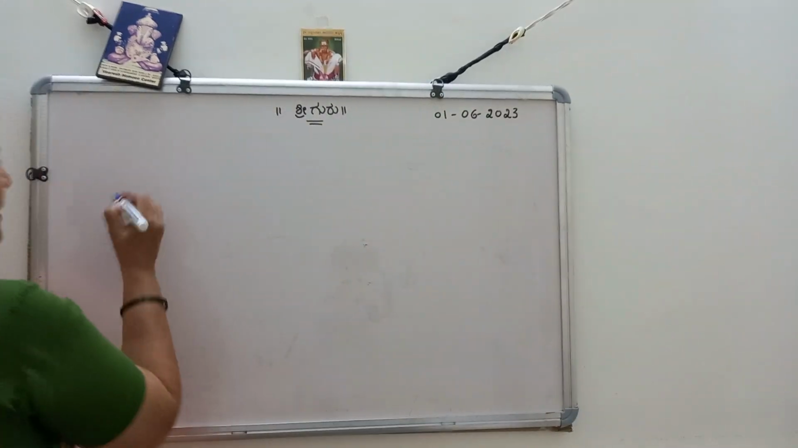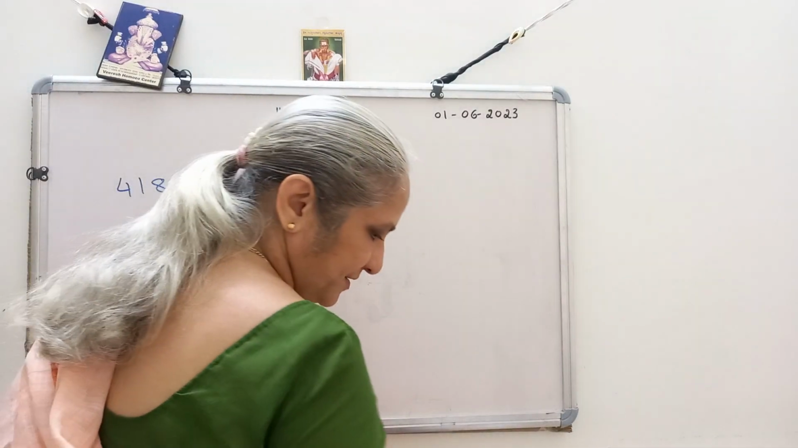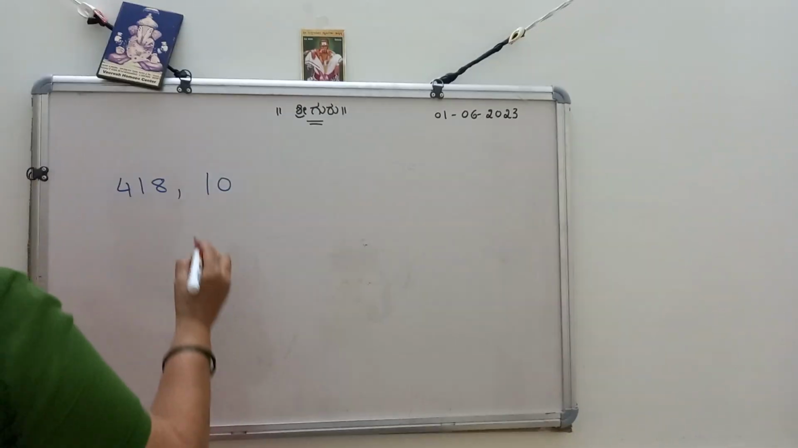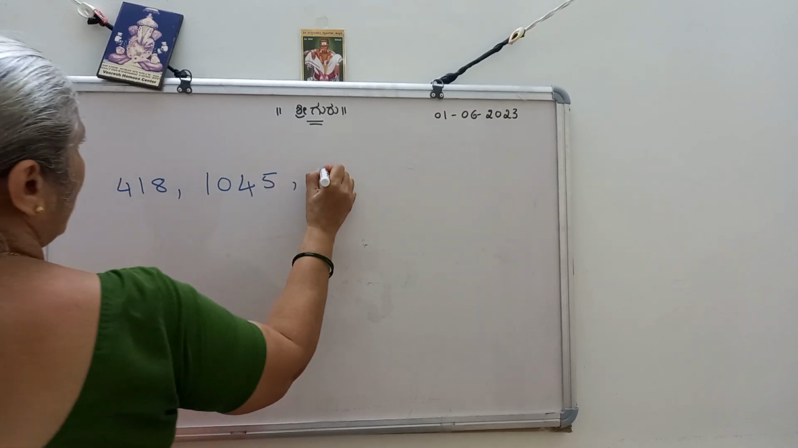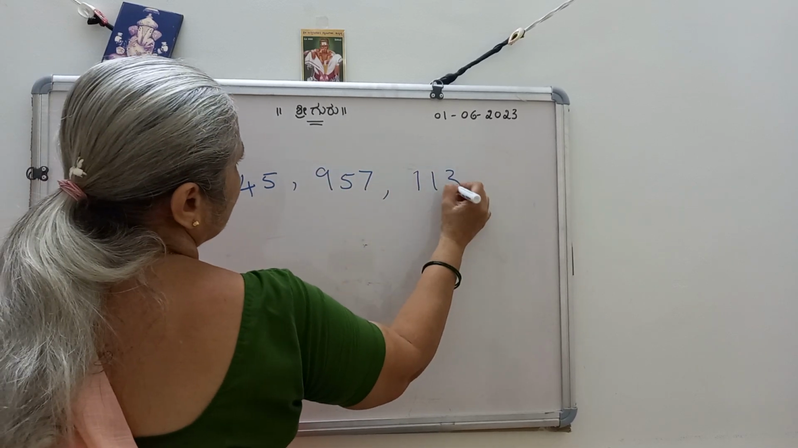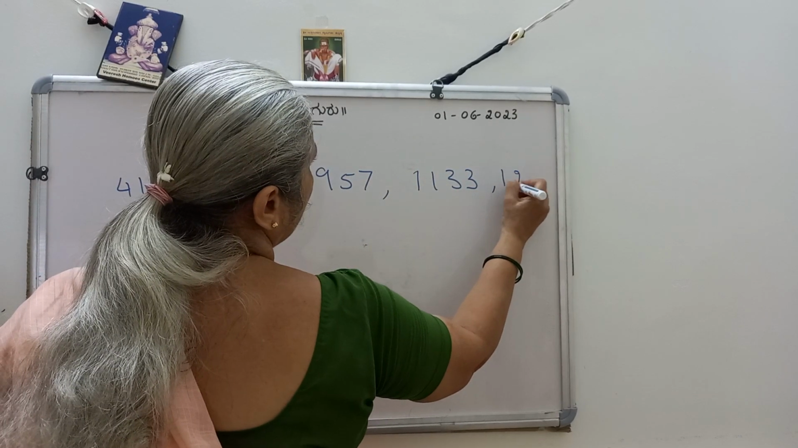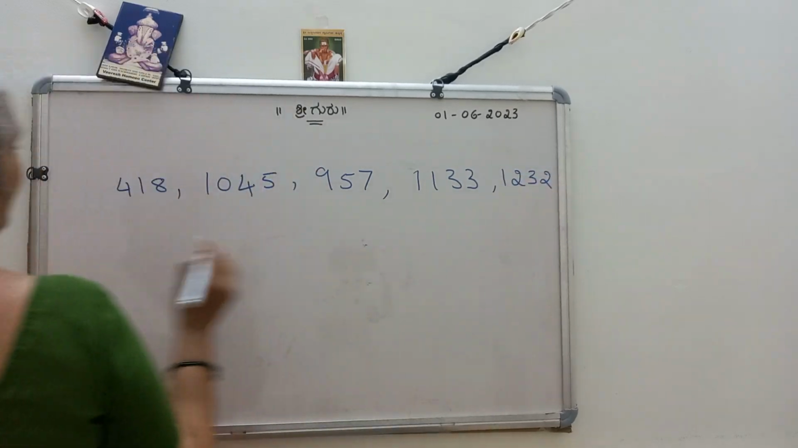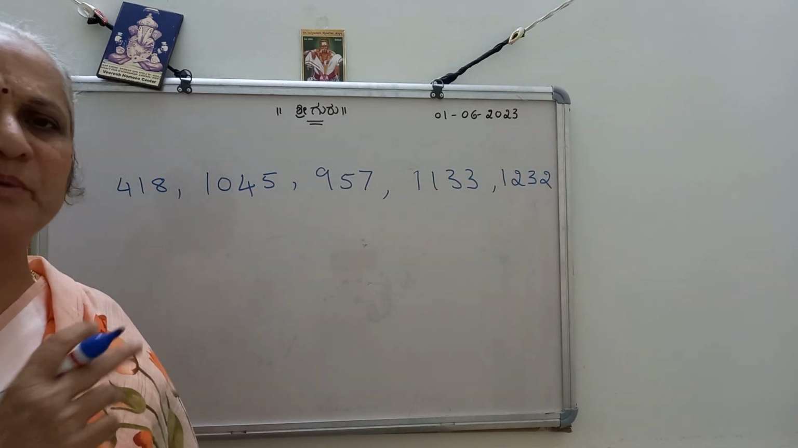Now consider some numbers: 418, 1045, 957, 1133, 1232. Let us play one game here. Okay, let us play with these numbers.